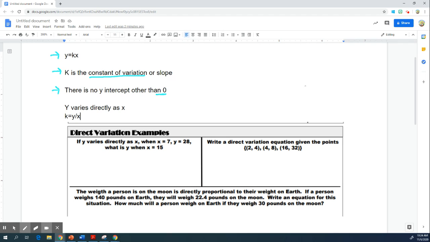In order to verify that you have a direct variation, you can always take your items and find the ratio by saying y divided by x to find how you get from one place to the other.